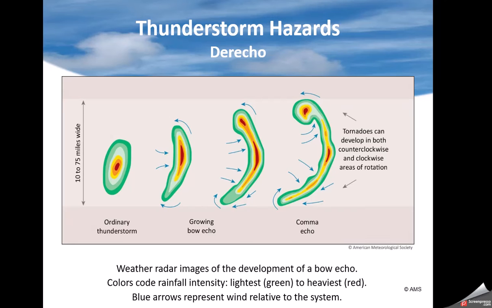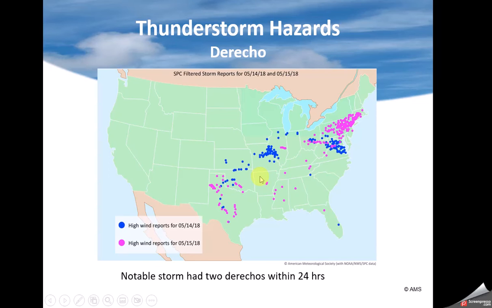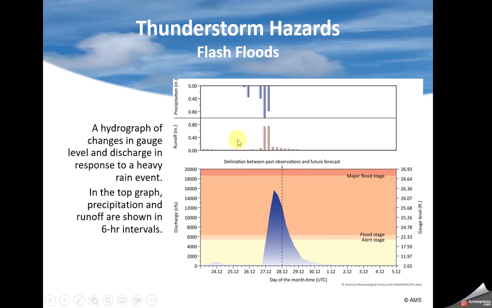Here you can see a derecho forming out of just a couple thunderstorms, growing, developing into a big old bow as the winds are being pushed around it like a low up here. And here you can see reports of some of these derechos that have occurred.